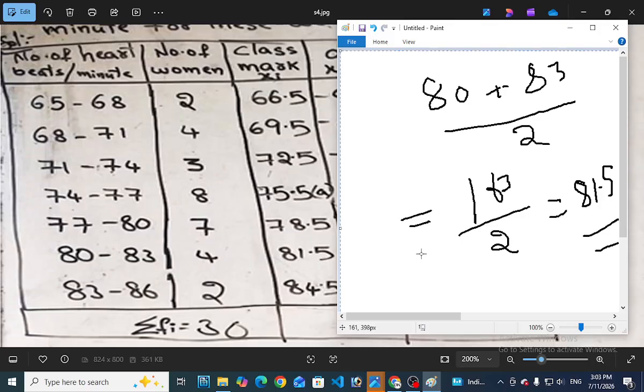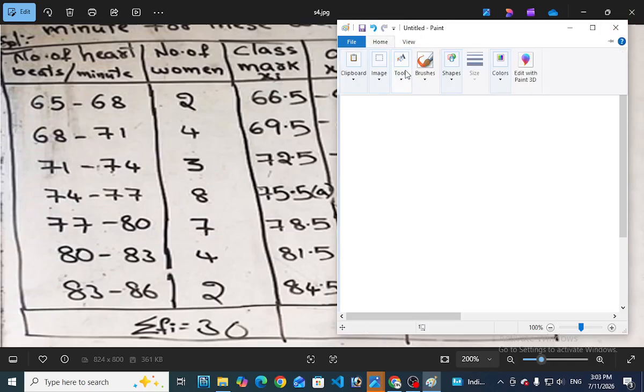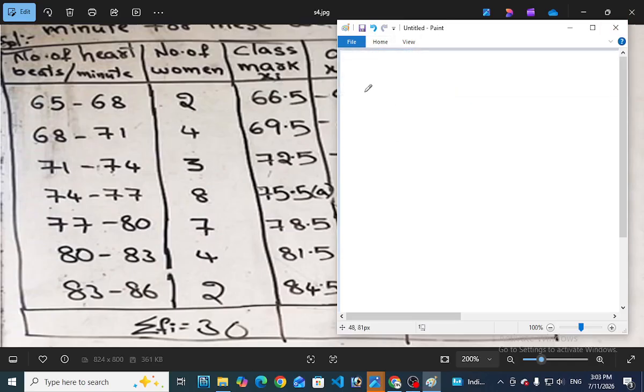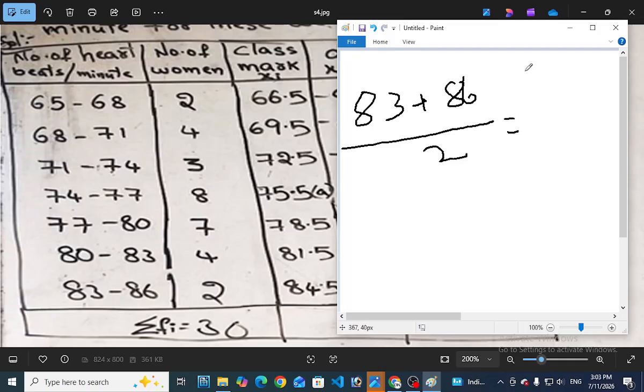Then the last one here, 83 and 86. 83 plus 86 by 2, which is equals to 169 by 2.